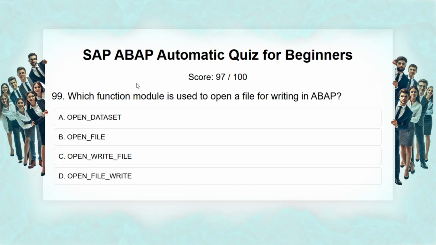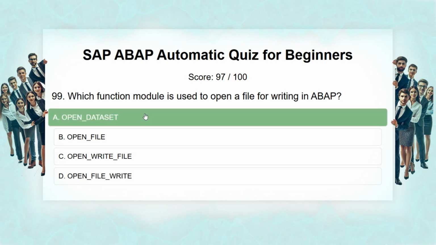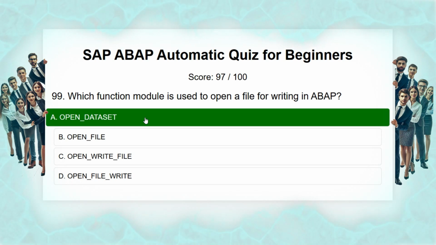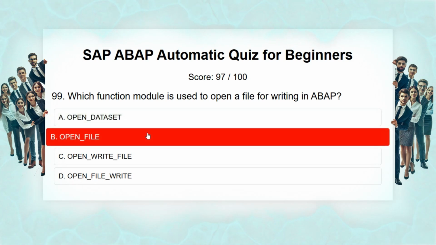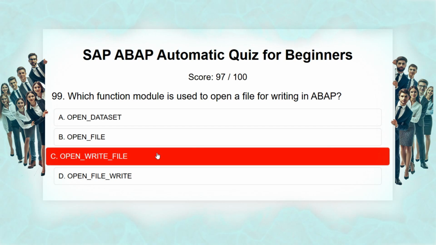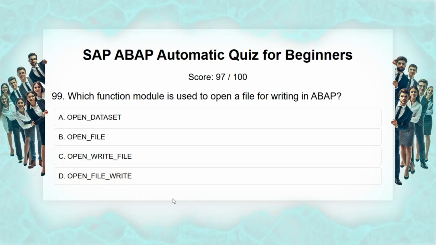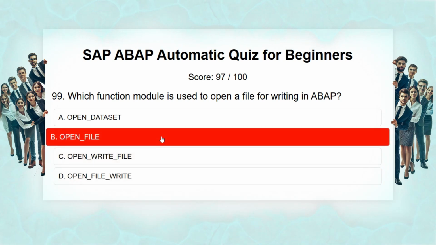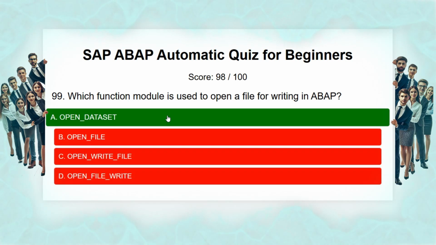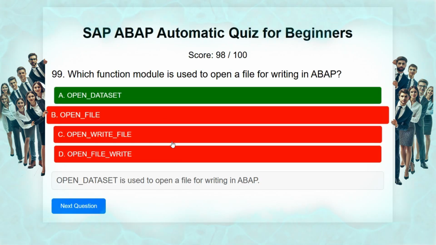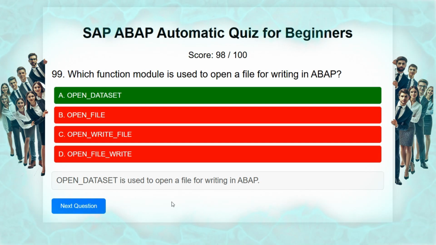99. Which function module is used to open a file for writing in ABAP? A. Open_dataset. B. Open_file. C. Open_write_file. D. Open_file_write. Correct answer. Open_dataset is used to open a file for writing in ABAP.